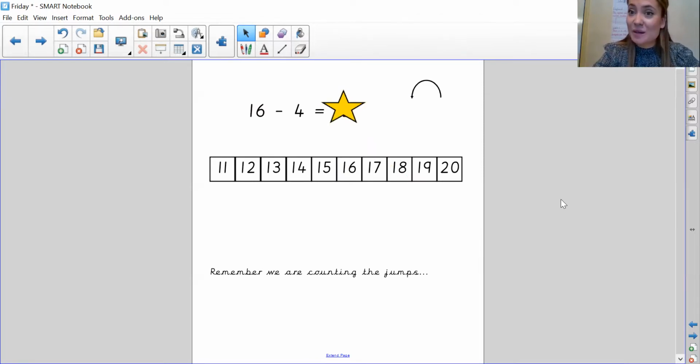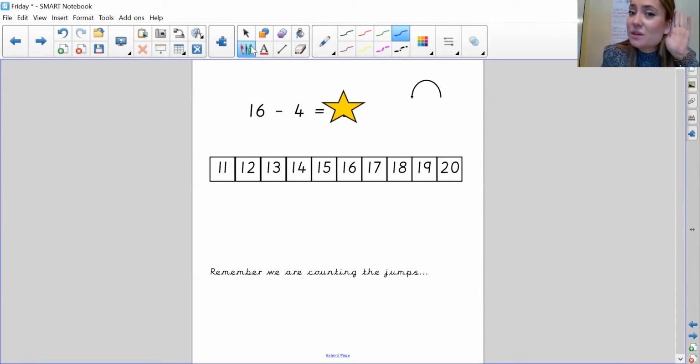Right, let's have a look at my next one. Let's read it together, shall we? 16 take away 4 equals. So what's the first thing I need to do? Can you tell me? Fantastic. I need to circle my whole amount of 16. So I'm going to go on my number track and circle 16. Ooh, pen's gone missing. And then I'm going to count back how many? That's right. I'm going to count back 4 because I'm taking away 4. So count with me. Don't count till we've landed on the number before.